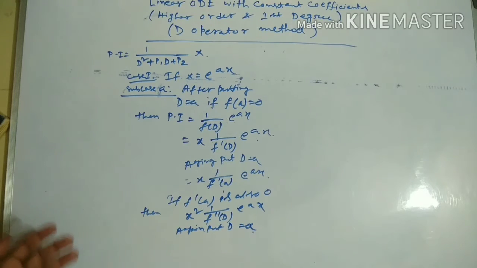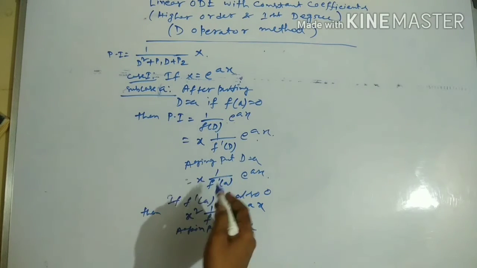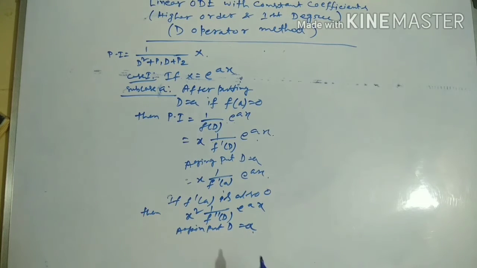And this procedure will go on till the value, after putting D equal to a, of the nth order differentiation of f(D) is non-zero. Okay, so I am giving two examples for two cases: if f'(a) equals 0, if f''(a) equals 0.